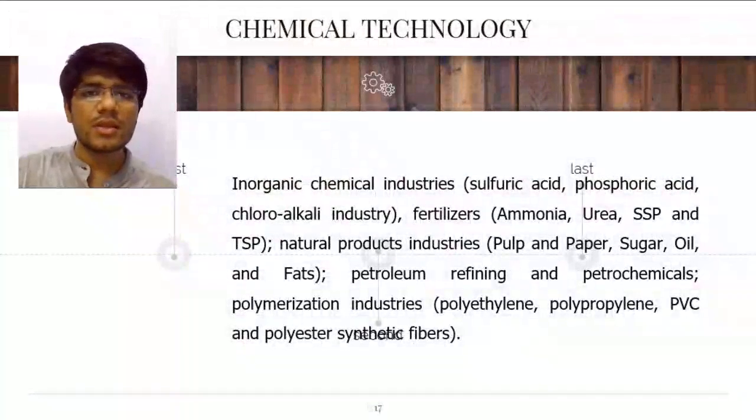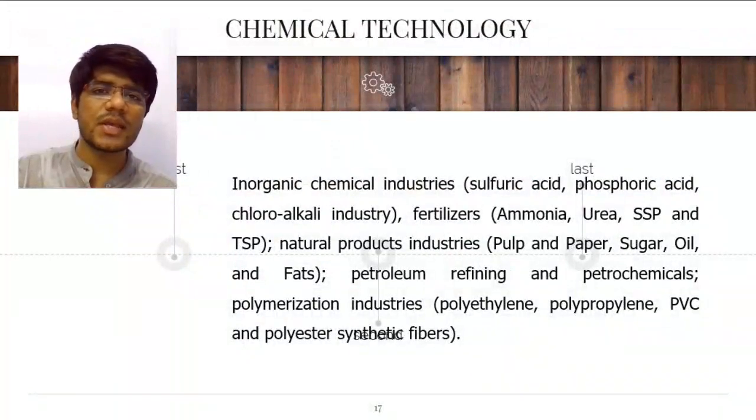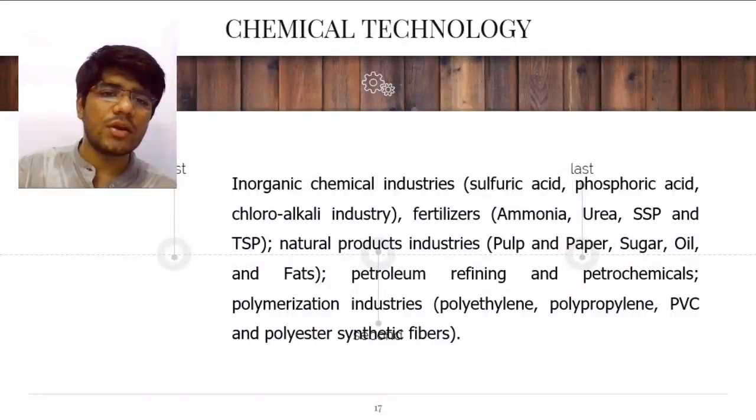So the next topic is chemical technology. Next subject is chemical technology. Go through these industries. In inorganic chemical industry such as sulfuric acid, phosphoric acid, chloralkali, fertilizer, ammonia, urea, SSP, TSP, then pulp and paper, sugar, oil, fats, then polythene, polypropylene, PVC, polyester, polysynthetic fibers.